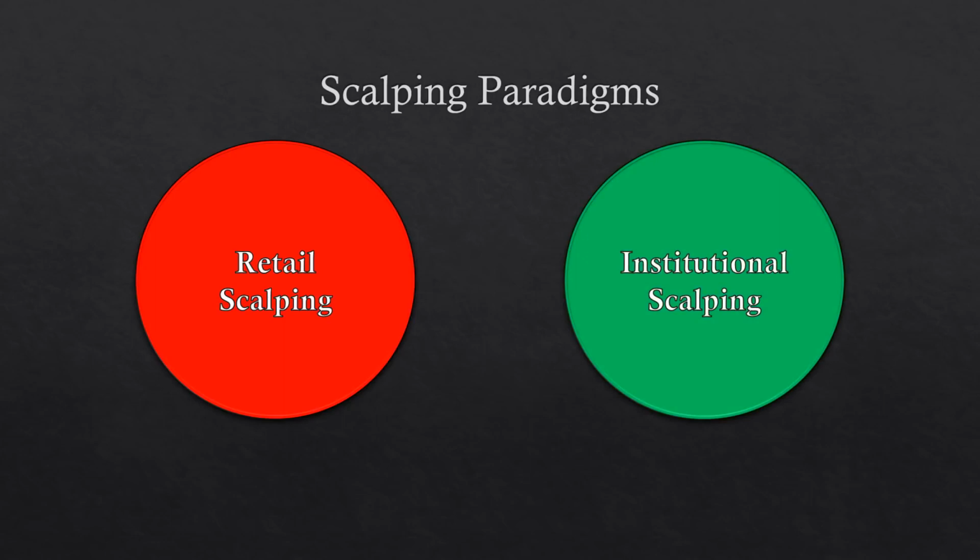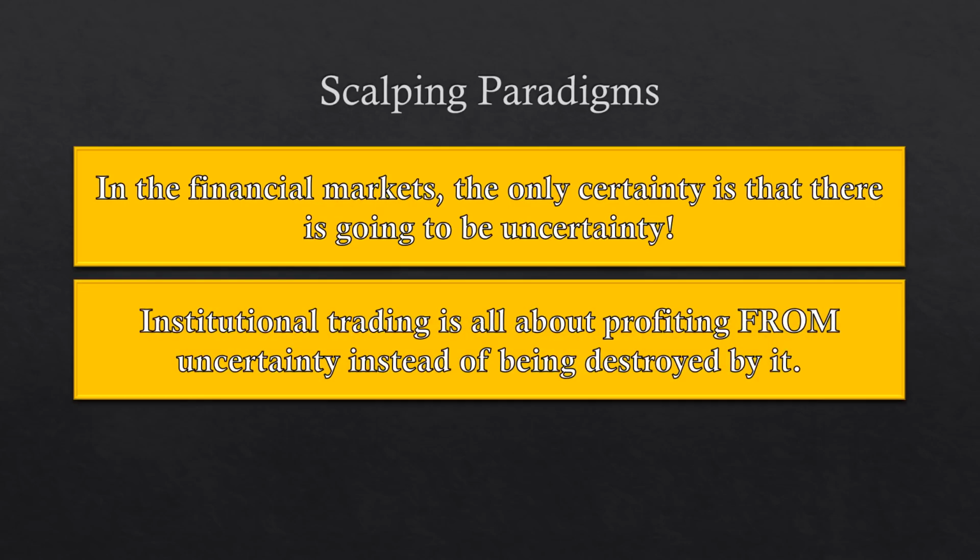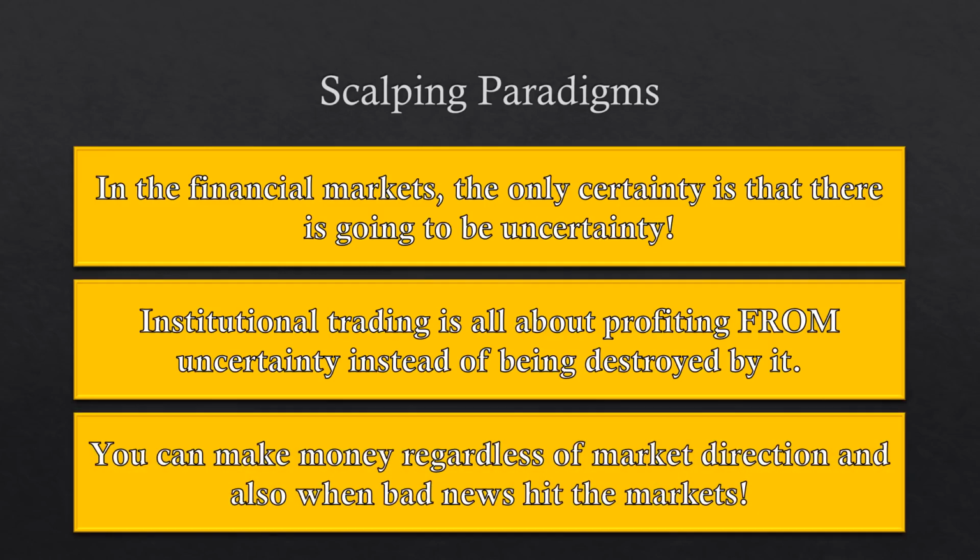Throughout this course, you learn that retail scalping is fragile and vulnerable to the uncertainty of the markets. However, there is a way to scalp the market that goes in the opposite direction, meaning strategies that gain from the inherent uncertainty of the markets instead of being destroyed by it. That's what institutional trading is all about. In the financial markets, the only certainty is that there is going to be uncertainty. Based on that premise, institutions developed a way of trading in which uncertainty itself generates profit. That paradigm shift makes it possible for traders to make money regardless of market direction, and also when bad news hit the market unexpectedly. However, explaining how all of that works is outside the scope of this video.